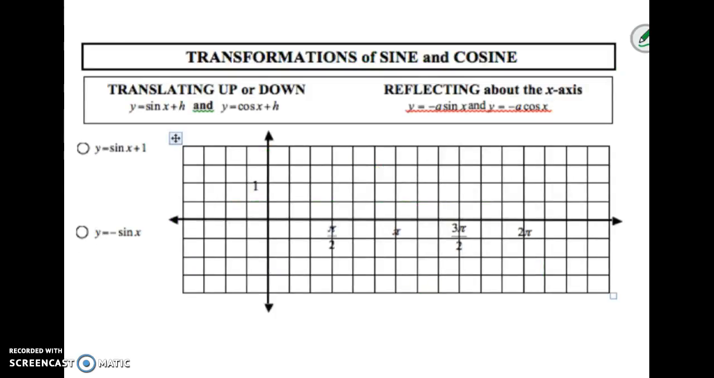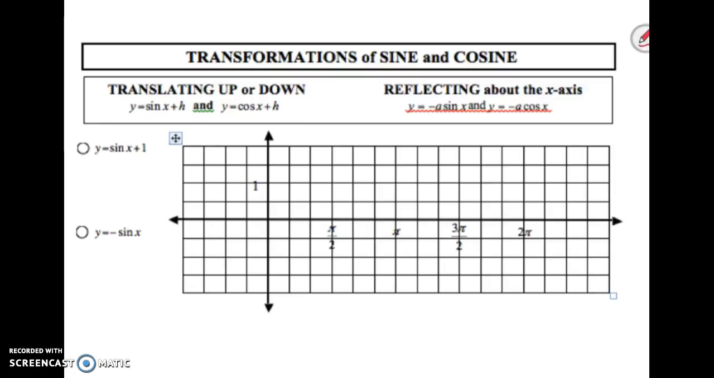All right, now on the next page, we're going to start talking about transformations of sine and cosine. Just like anything that we graph, we can modify its shape by shifting it, by stretching it, by shrinking it. All those things that we would do to our graphs, we can do to our sine and our cosine graphs as well. So when we're translating up or down, that's when you're going to see that plus h at the end. And when you're reflecting it over the x-axis, that's when you're going to see a negative sign out in front of the function. And then that a that you see out there is going to be an amplitude change. And we'll talk about that in the next example.